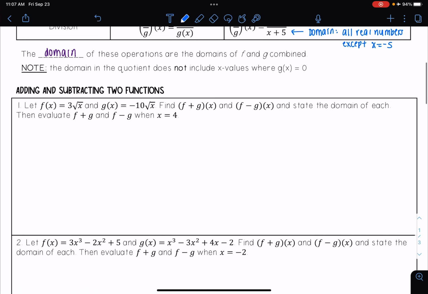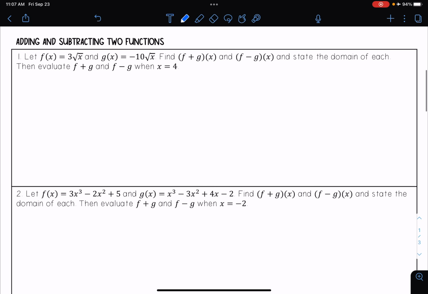So let's go through some examples. First, we're going to look at adding and subtracting two functions. Number one, I have let f of x equal 3 square root of x and g of x equal negative 10 square root of x. I'm going to find f plus g of x and f minus g of x. I'm going to state the domain of each, and then I'm going to evaluate those two functions when x is equal to 4. I'm going to start with just finding f plus g of x and f minus g of x.